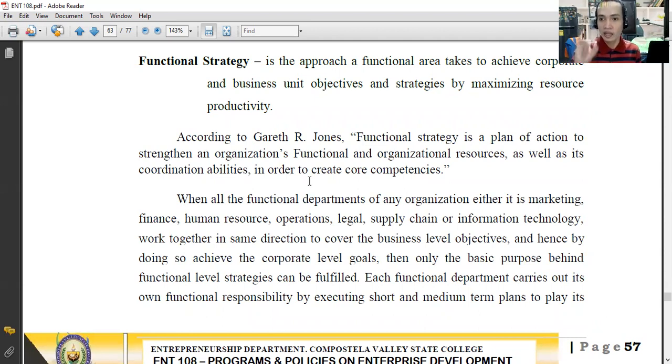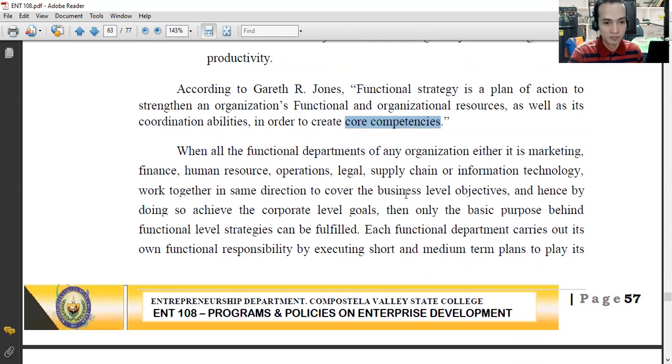If these strategies are strengthened by an organization or business enterprise, it will create capability. A capability will then be yielded into a core competency, and a core competency will give the organization the necessary competitive advantage to become competitive vis-a-vis its competitors in the industry where it is operating.